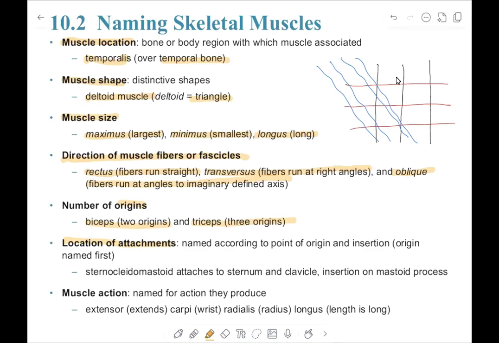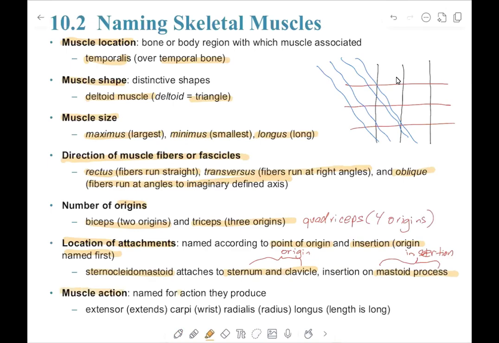The location of attachments. The name is named according to the point of origin and insertion. The origin is usually named first, like the sternocleidomastoid. So the origin would be the sternum and the clavicle. So both of these are the origin, and the insertion is the mastoid process. The quadriceps would be another example of origins where there is 4 origins.